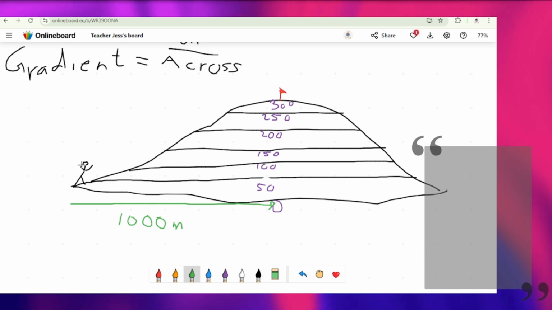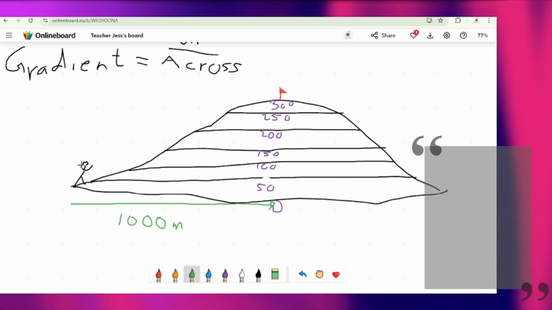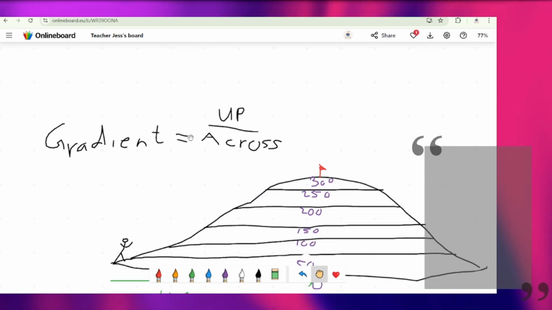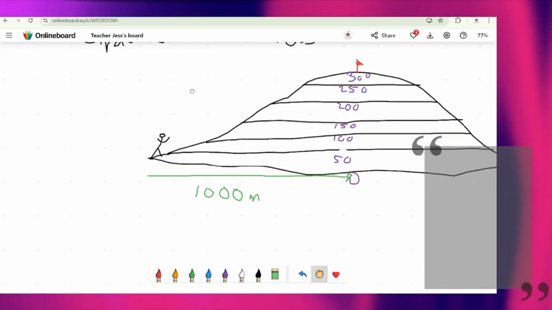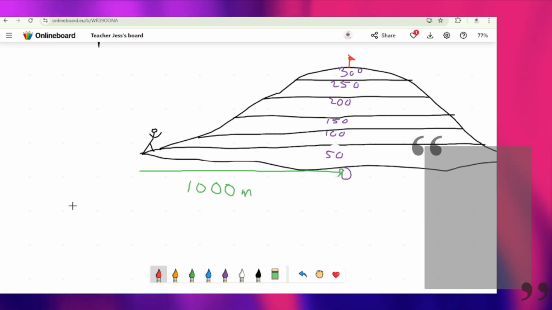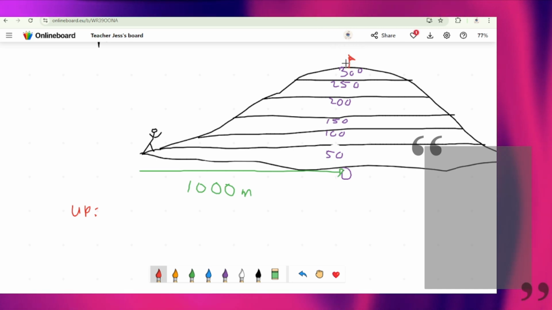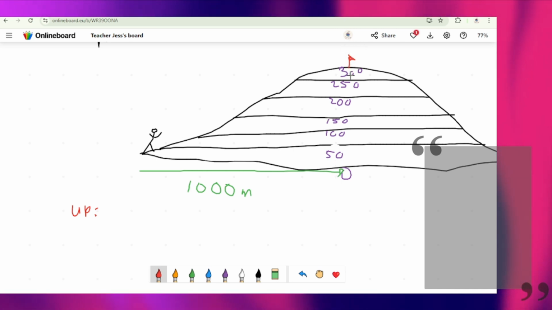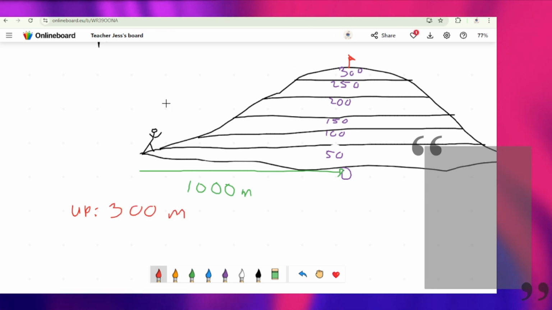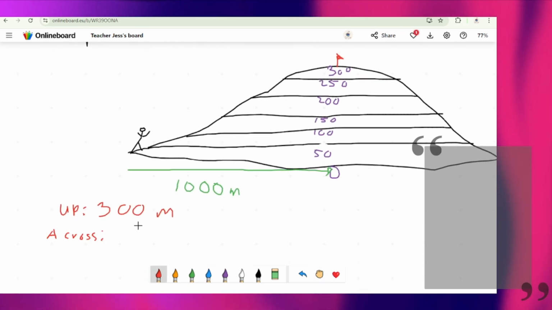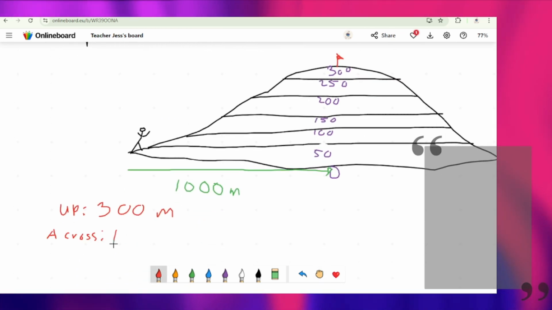So if we want to find the gradient of his hike, those are the values that we use. I'm going to take this awfully written formula over here. And the first thing that I want to find is up. How far up did he go? He went from over here, the 0 to 300. He went up 300 meters. Then step number 2 is across. How far across did he go? He went across 1,000 meters. So far, we happy?